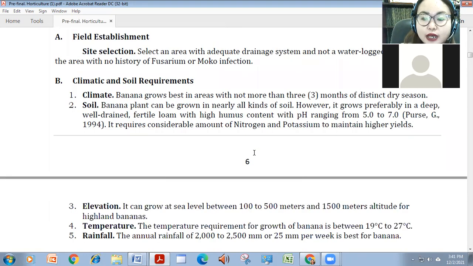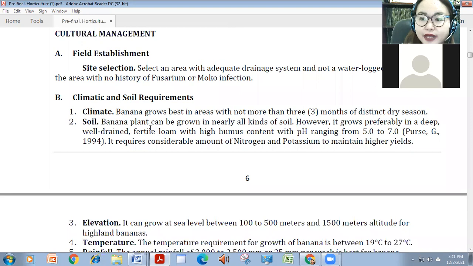So secondly, the Philippines is very blessed that we have the right climate for banana, especially in Mindanao. It grows best in areas with 3 months of distinct dry season. Now, although here in Mindanao, we have some areas where the rainfall is well distributed throughout the year.